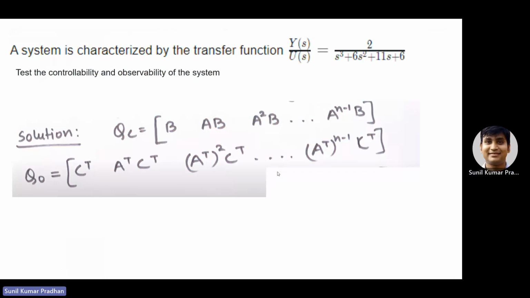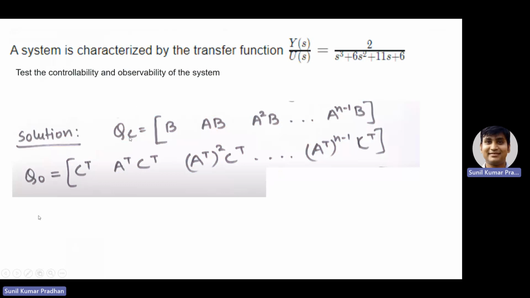Now let's consider a transfer function which is given by Y(s)/U(s) equal to 2 divided by s cube plus 6s square plus 11s plus 6. So how to find out the controllability?